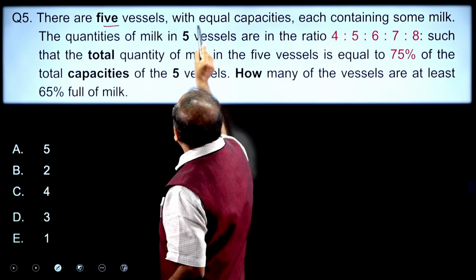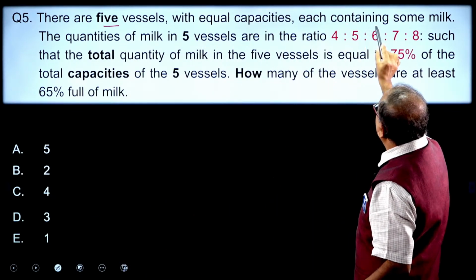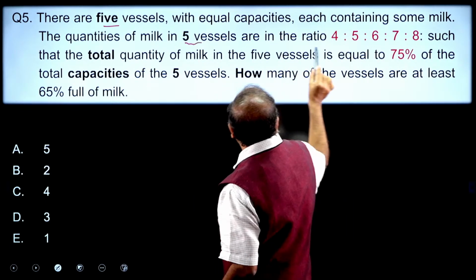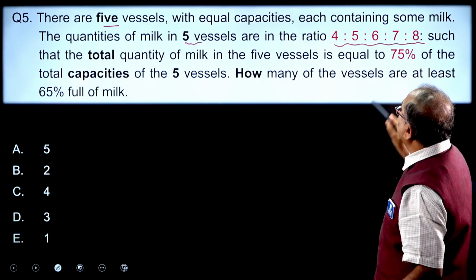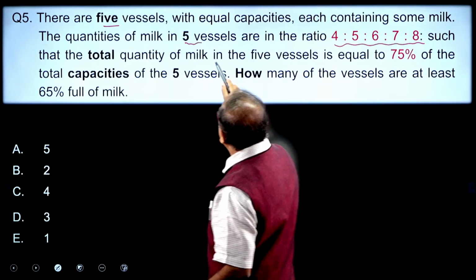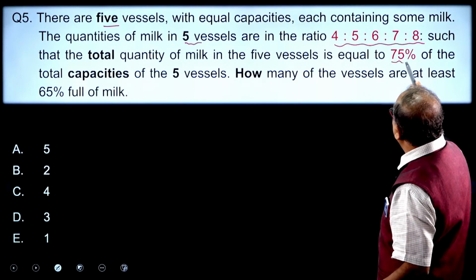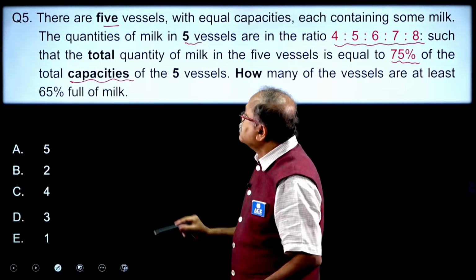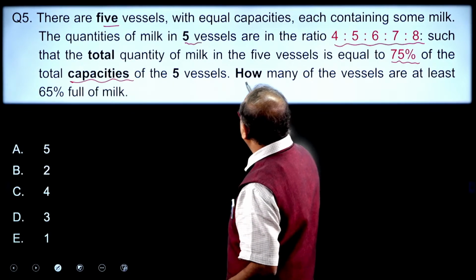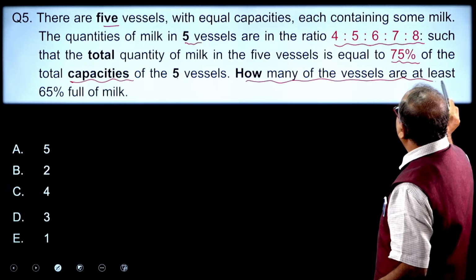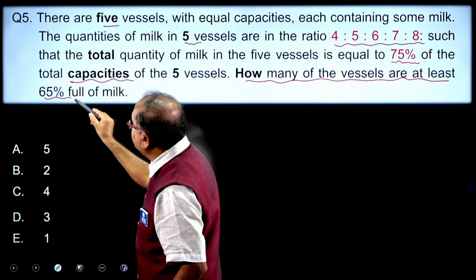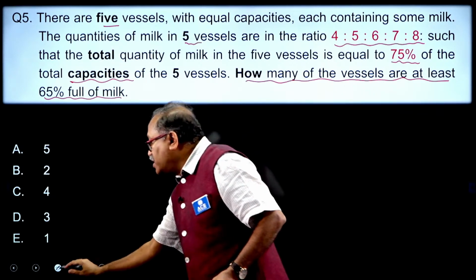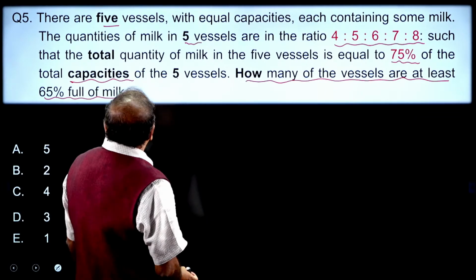There are 5 vessels which are having equal capacity, each containing some milk. The quantity of milk in 5 vessels are in the ratio of this, such that the total quantity of milk in the 5 vessels equal to 75% of their capacity. Now, capacity of 5 vessels. How many vessels are at least 65% full of milk? Do not worry, I will just give it the start here.